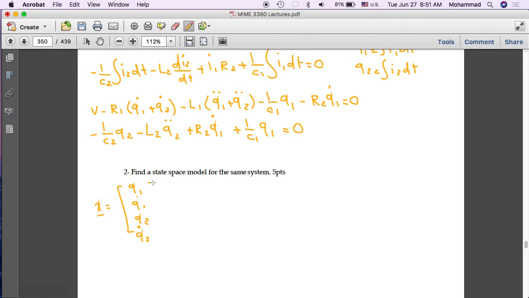These are the four state variables, and there is no right or wrong order for these. So it could also be Q1, Q2, Q dot 1, Q2. It could be Q dot 2, Q1, Q dot 1, Q2. There is no set order. It just needs to be one order, and you need to stick with that order.